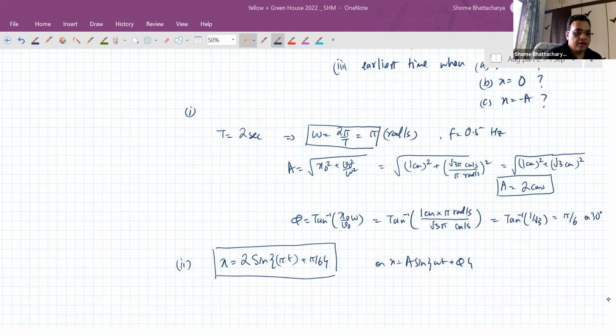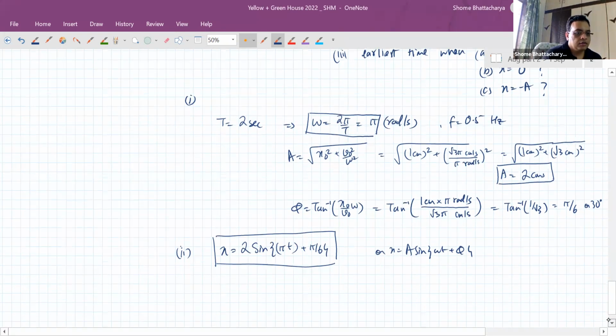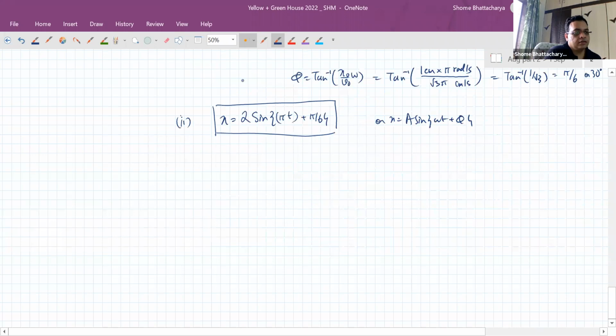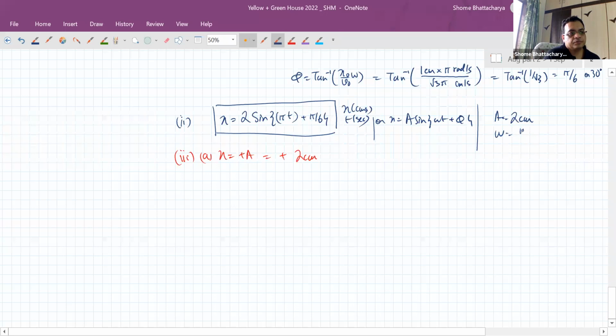Okay, so now this is that kind of trick we had discussed that day again, where we had seen those graph-based problems. So we had seen that when I want x to become plus a, in basic terms, it should become plus 2 centimeters. Here it's understood that in this equation x is in centimeters, t is in seconds, because that amplitude is 2 centimeters, no? And omega is pi radians per second. So basically my sine (pi t plus pi by 6) should become plus 1.